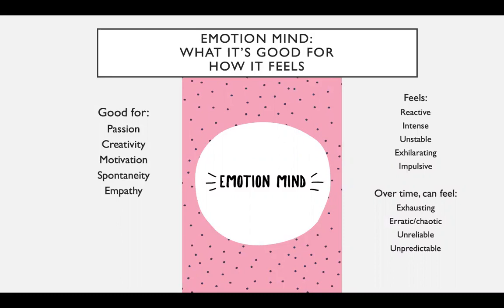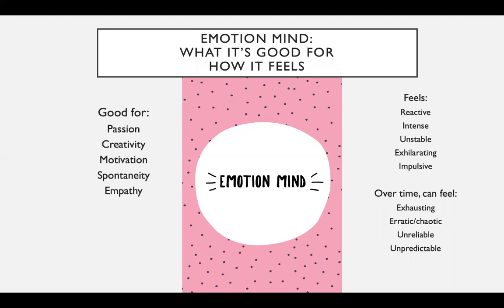So emotion mind also has its pros. It lends itself to spontaneity, passion, creativity, and where reasonable mind fails in building connection or relation, emotion mind is amazing for empathy. It feels, though, a bit more unstable or intense or reactive. And in that way, people can feel that it's exciting, new, or exhilarating. And really, it reflects impulses. So it does feel impulsive. Over time, when it's this erratic response pattern, that can become exhausting.